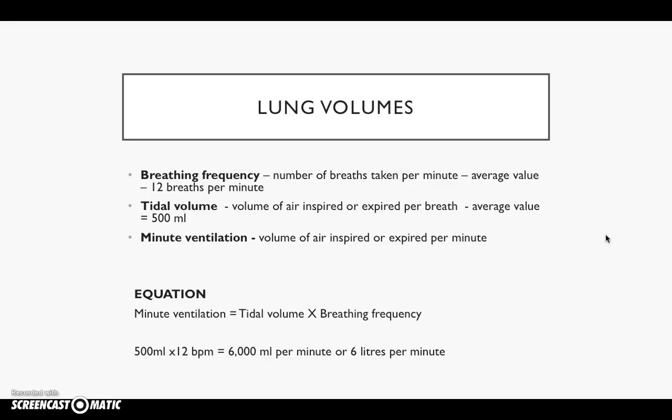Okay, so tidal volume. Now we have to look back or think back to the heart when we do this, very similar to stroke volume. Okay, so tidal volume is a volume of air inspired or expired per breath. Remember, it's per breath, so the amount of air we inspire per breath, or you can say expire per breath. And then the average value for this is 500 mil. Again, look at the units of measurement we're actually looking at.